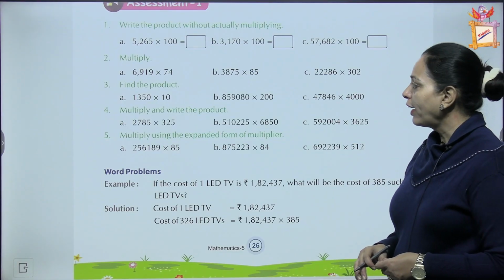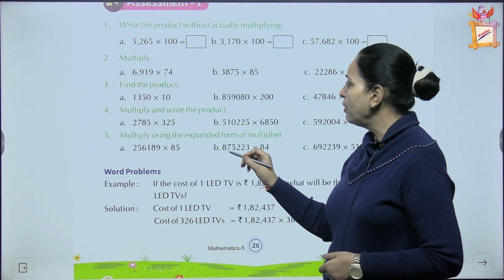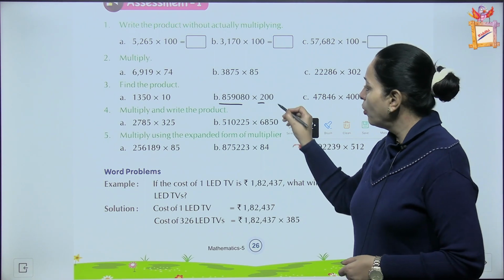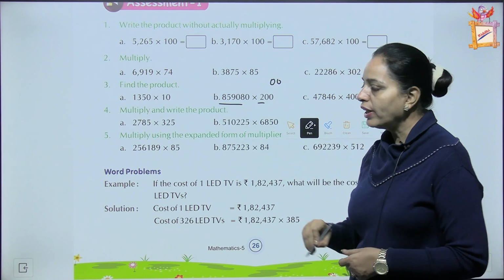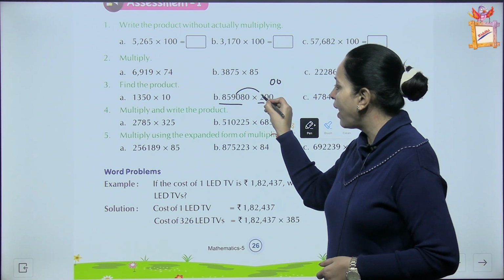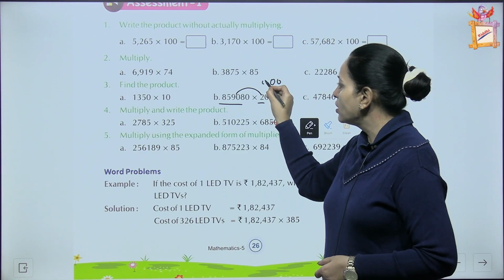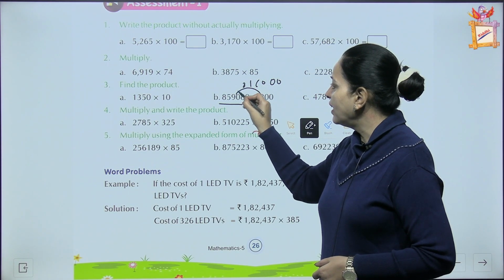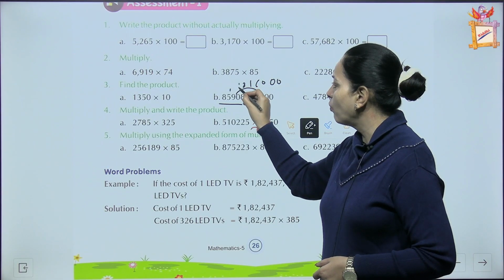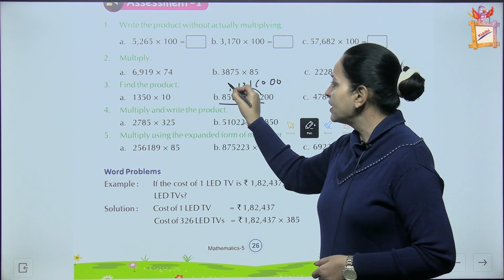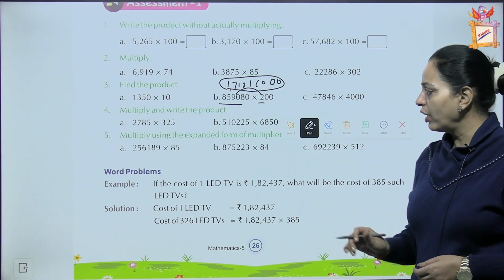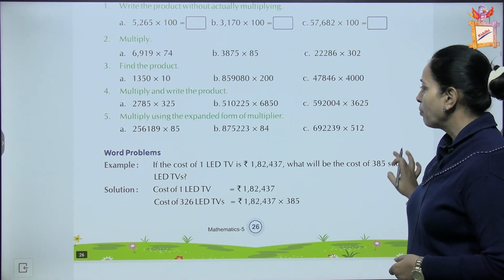Third one find the product. So what to do? Like B part here. Multiply this number by 200. तो हम क्या करेंगे? लास्ट में 2 0 लिख देंगे एंड मल्टीप्लाई दिस बाय 2. So 2 zeros are 0, 2 8s are 16, 2 9s are 18, 2 5s are 10 and 1 11, 2 8s are 16 and 17. So this is the answer. Okay. So try such type of questions.